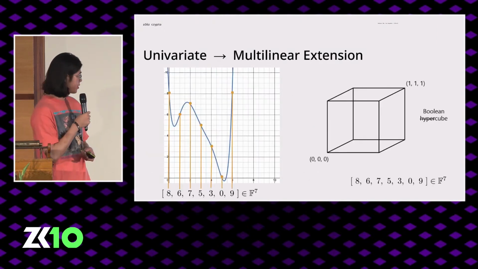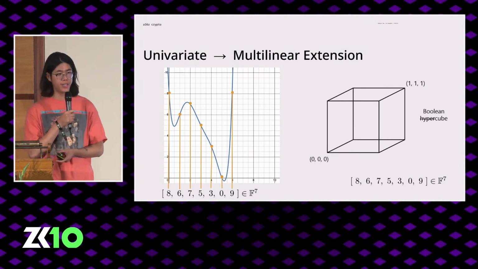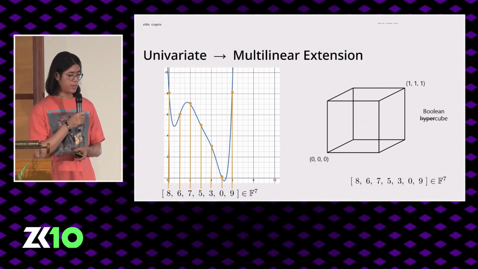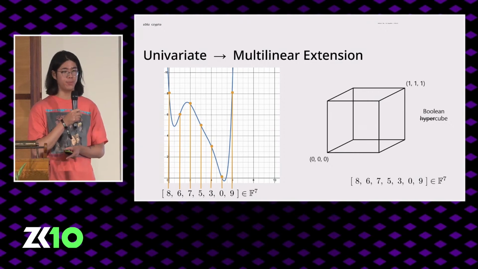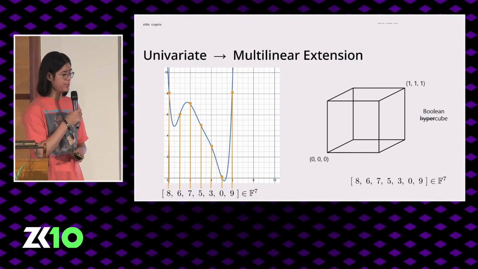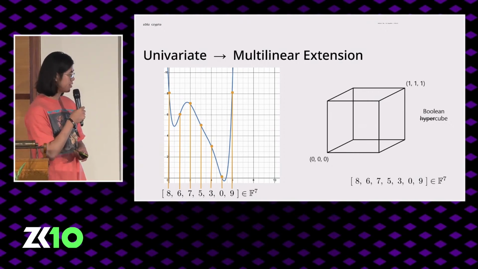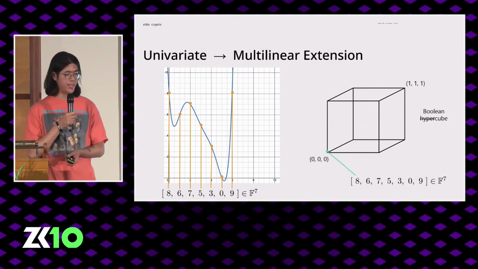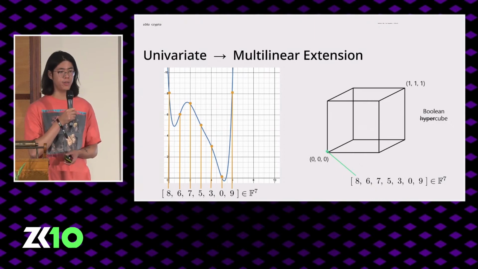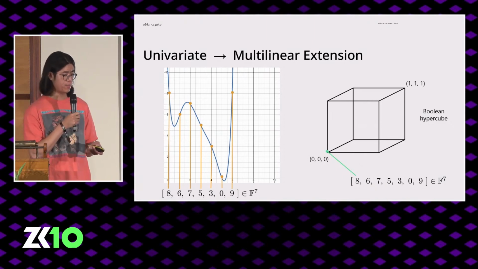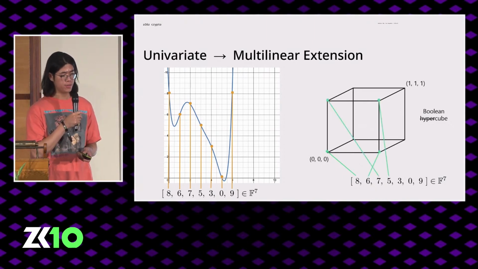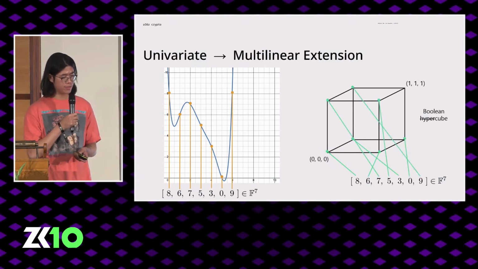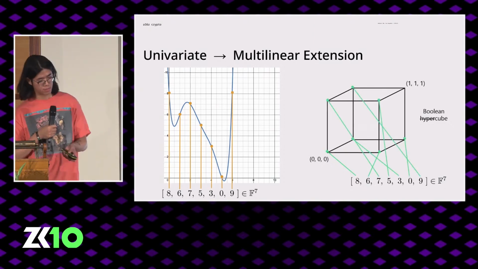Pictorially, that looks something like this. On the left, we still have our univariate extension polynomial. On the right, we have the domain for the multilinear extension, which is this Boolean hypercube, which in this case is just a Boolean cube, instead of the x-axis as the domain. So the multilinear extension polynomial is just going to map points on this cube to elements in this vector, like so.